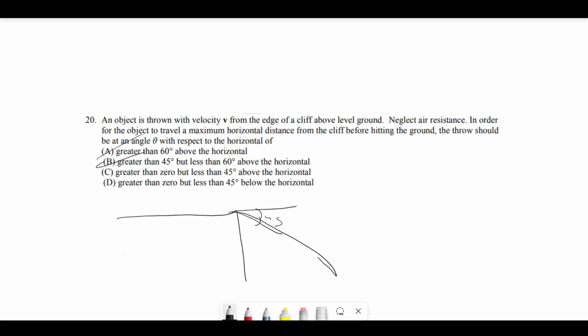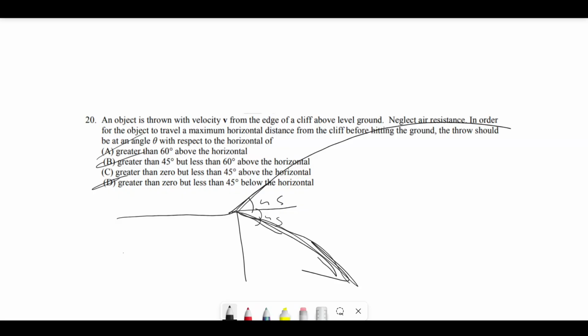But if you think about it, if you're throwing the object down this way, aren't you just sending it to the ground faster and giving it less time to travel? And if you threw it 45 degrees above the horizontal, you're letting it travel for a longer time, so it's going to cover a longer distance. So that makes choice D incorrect, because if we had it below, we're going to send it straight down, and that's just going to end its trajectory sooner.